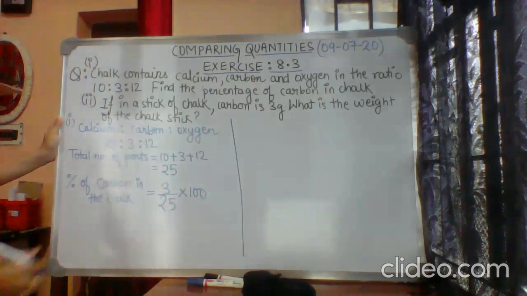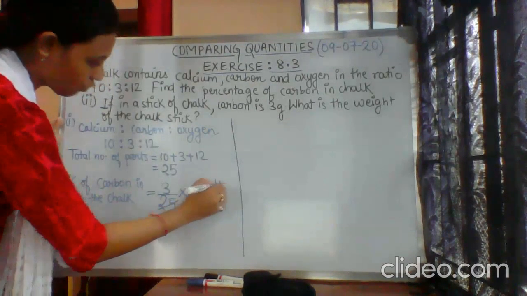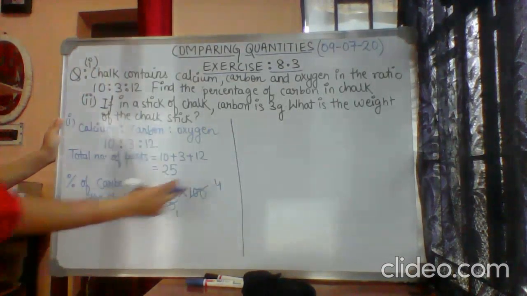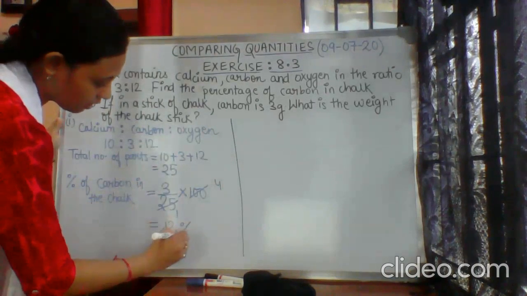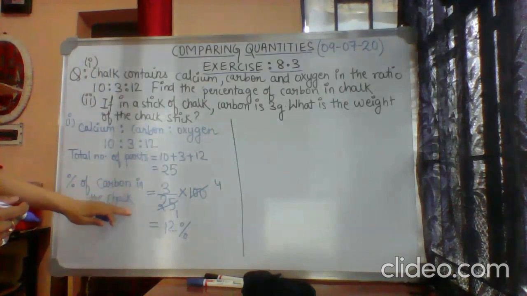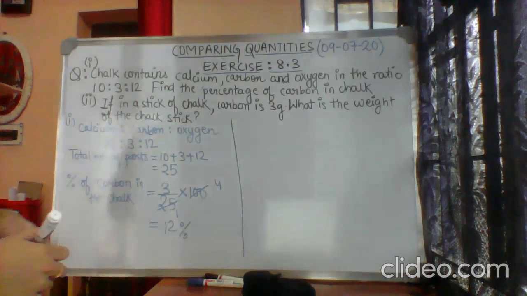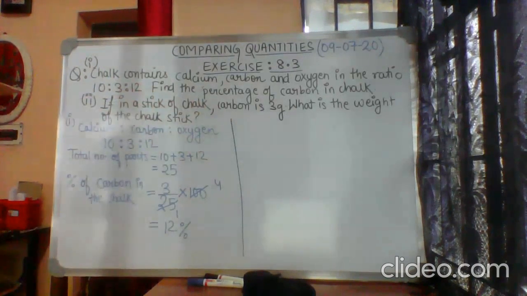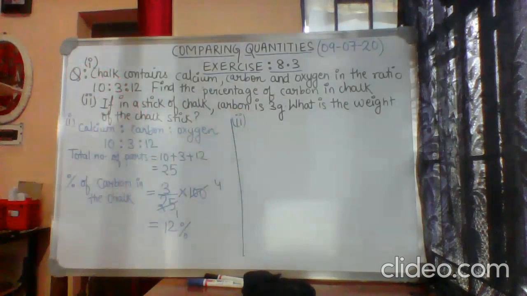Now you cancel this one. 25 ones are 25, 4s are 100. Now 4 into 3, how much? 12. That will come 12%. So 12% of carbon is there in the chalk. Okay, now moving to the second part of the question.